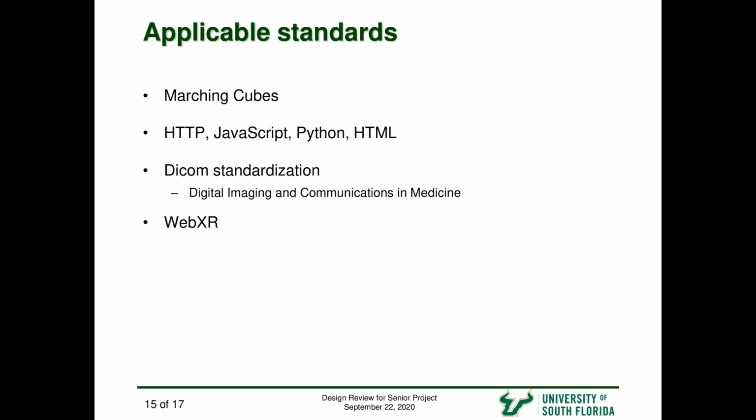The second point is HTTP, JavaScript, Python, and HTML. All of these languages, with the exception of HTTP, which is a protocol layer, are maintained and have a standardization by various organizations that correspond to each language. For example, JavaScript is maintained and has an applied standard that is set by ECMA. HTML and HTTP have standards that are set by the World Wide Web Consortium.